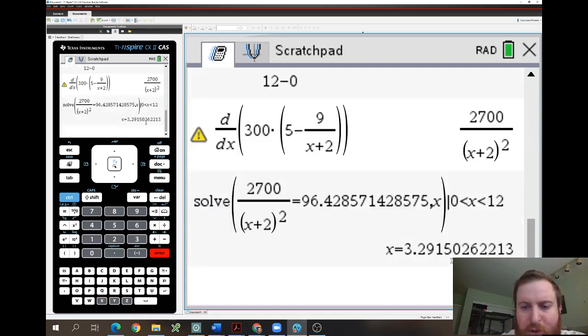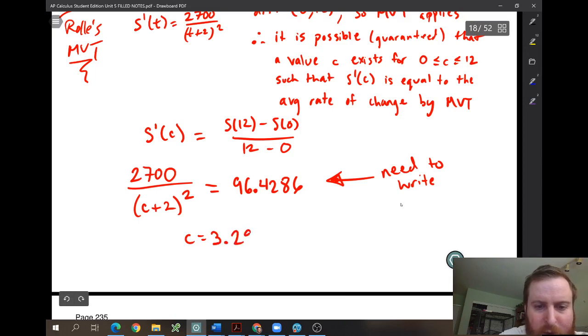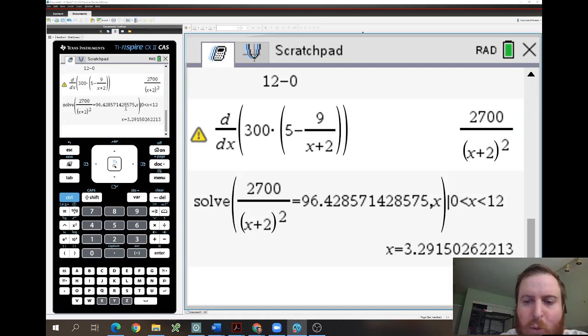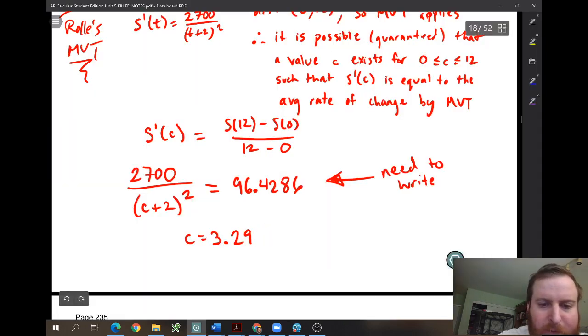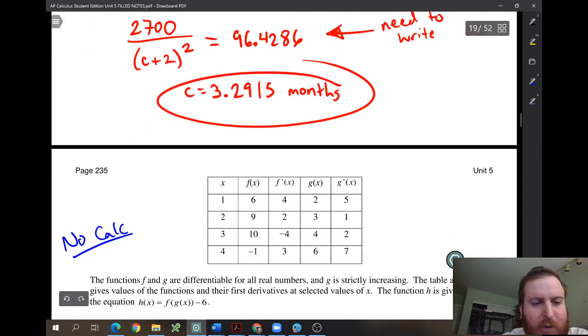And so we get 3.2915. So that will be our answer. And so we'll say c equals 3.2915. That was my fault. 3.2915, right? Out to 4 decimals. And then this was a time, so it's in months. So, if I add the word months, that's great. So there's that one. And this is all the work you need to show, right? You don't need to show any more steps. They know that you have a calculator and you're solving it on your calculator.